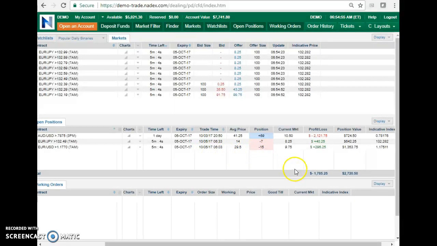I bought 15 contracts. I think I'm looking at the make. Let's see. On this trade here, I'm gonna make $29.50 with the price I bought the contract at, times 15. That's how many contracts I bought. Looking to make $442.50. That's not bad.